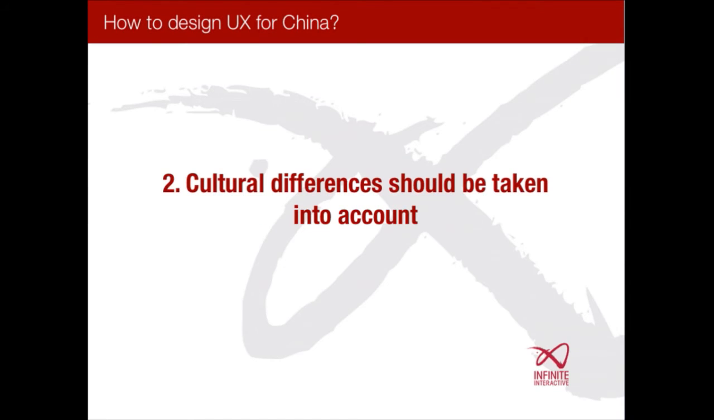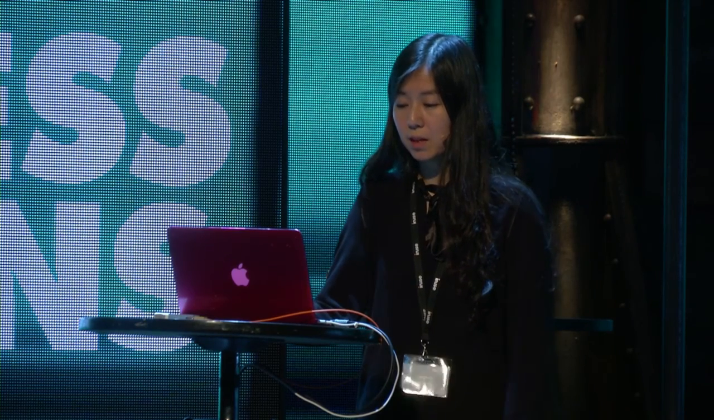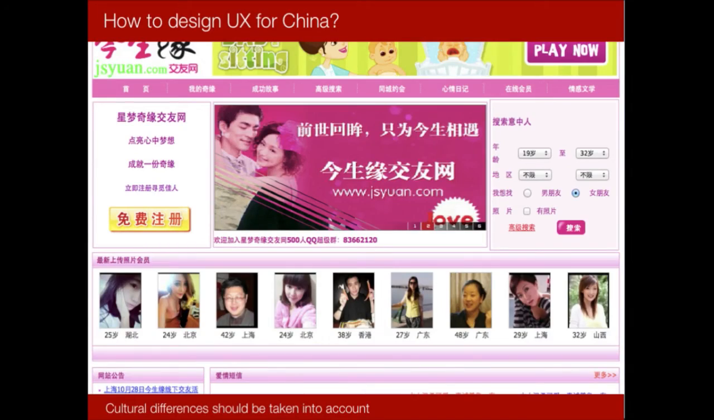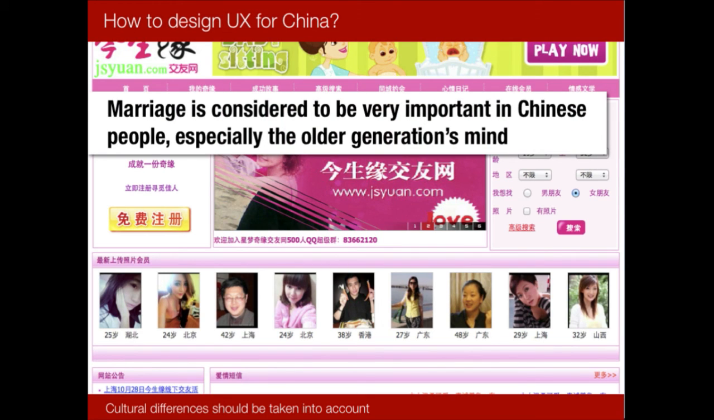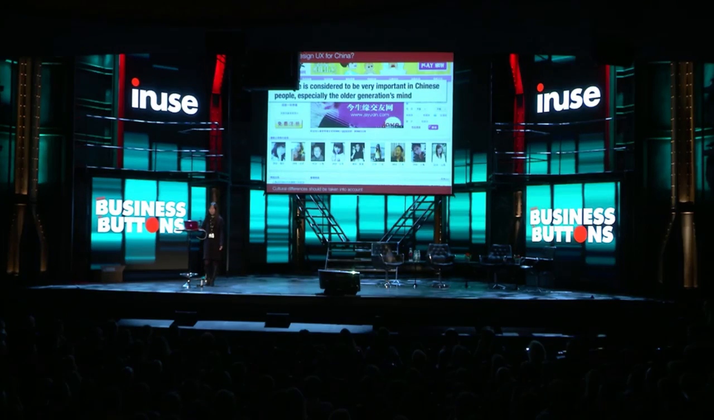And next, about cultural differences. Of course, there are many cultural differences. I won't be able to cover all of them in this short presentation, but just a few examples for you to get an idea of how it plays a role in UX design. So one example is about designing a dating website. Marriage is considered to be very important to Chinese people, especially the older generation. Sometimes a young girl has to rent a boyfriend or girlfriend during the Chinese New Year or other family gathering occasions, just to make their parents happy and to stop other relatives from asking questions.